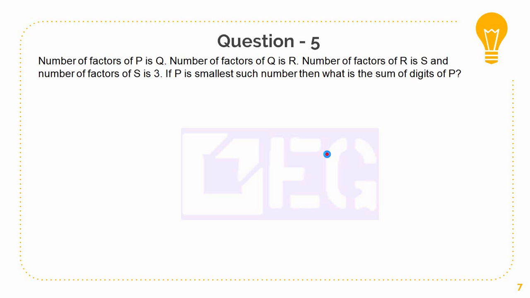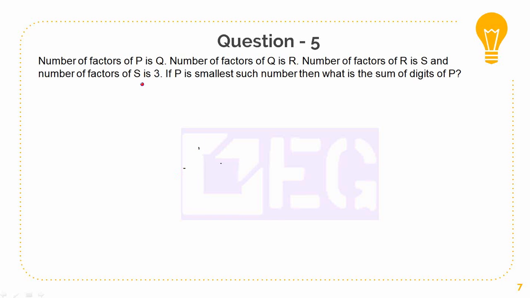So again a factor question. Number of factors of P is Q, number of factors of Q is R, number of factors of R is S, and number of factors of S is 3. If P is the smallest such number, then what is the sum of digits of P? That means we want the smallest such number. So basically we will try to find the minimum value of S, minimum value of R, minimum value of Q, minimum value of P. In this way we can find our minimum value of P.